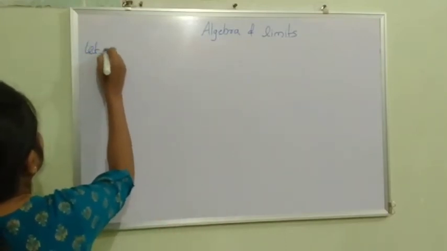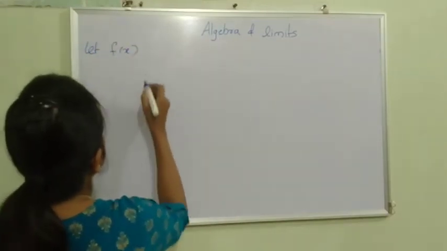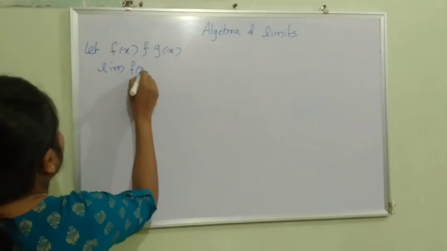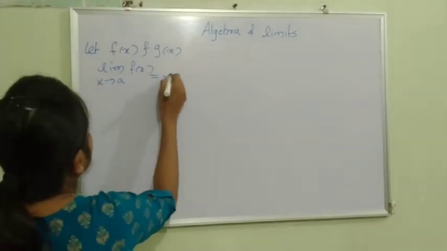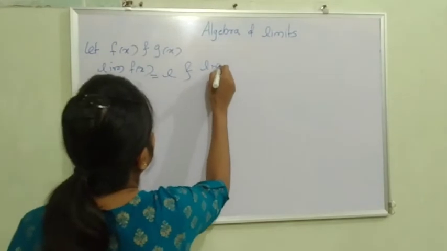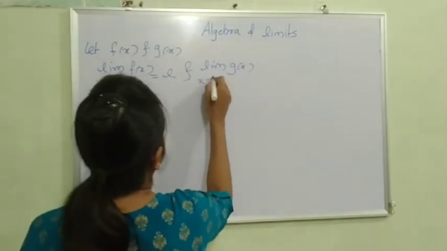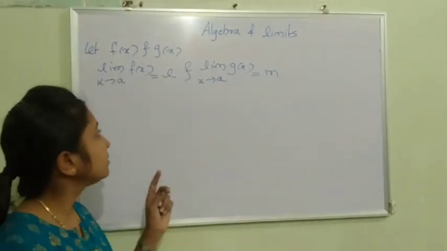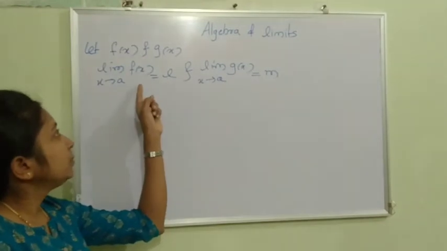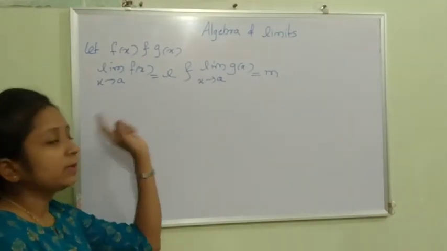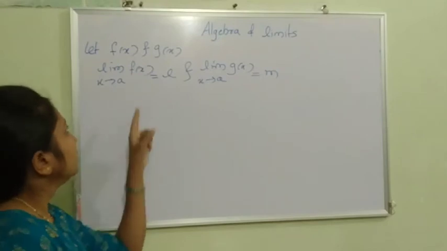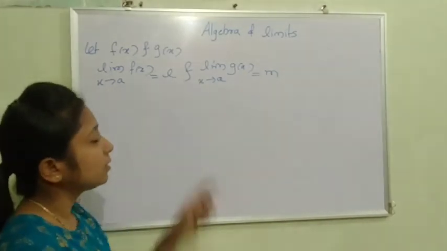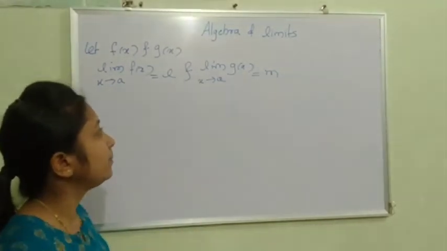Suppose I have two functions, f of x and g of x, and the limit of f of x as x tends to a is L, and the limit of g of x as x tends to a is m. As we have seen in the previous video what it means for the limit of a function to exist: f of x is one function whose limit as x tends to a is L, and g of x is another function whose limit as x tends to a is m.